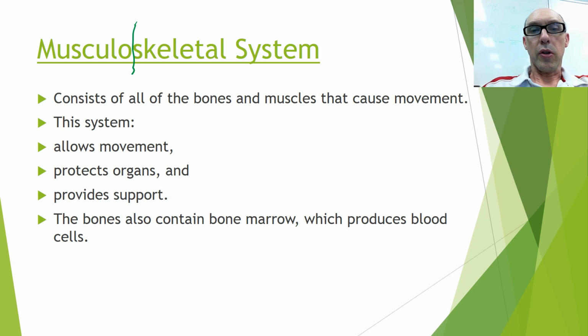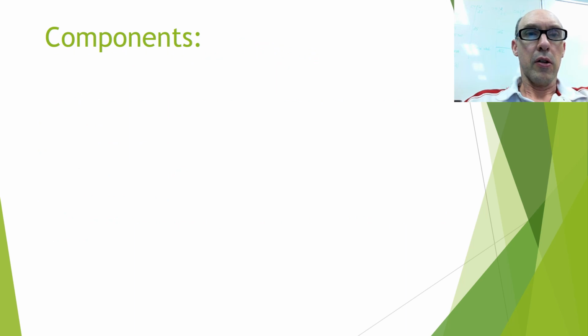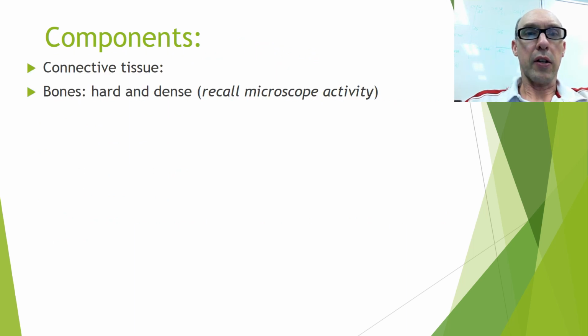So the bone also contains bone marrow, some of those bigger bones, and that produces all the blood cells that we need. So the components. We have connective tissue, which is made of first the bones, which are hard and dense, and you remember that hopefully from our microscope activity.